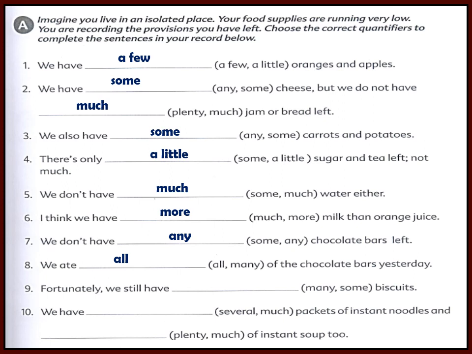Number 9, fortunately we still have dash biscuits. Yes. Now first of all check biscuits and then your answer, many biscuits, right? Because this is a count noun here, and the identification of a count noun is that we can make it plural, right? So many. And grammar help you will read again and again.